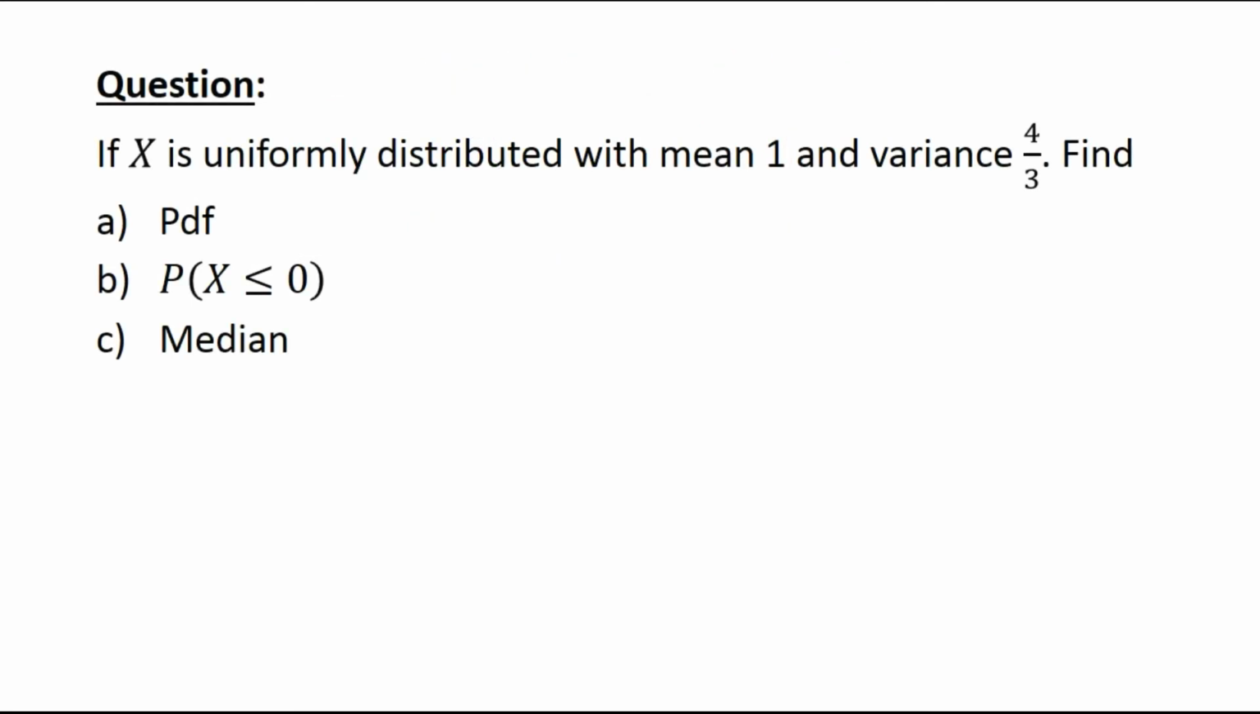Now let us solve this question. If x is uniformly distributed with mean 1 and variance 4 by 3, find its PDF. Second, probability that x is less than or equal to 0, and third part is median.